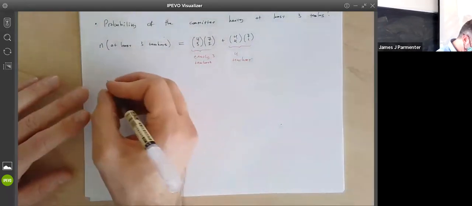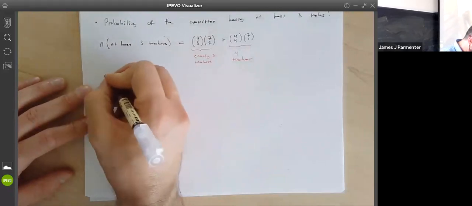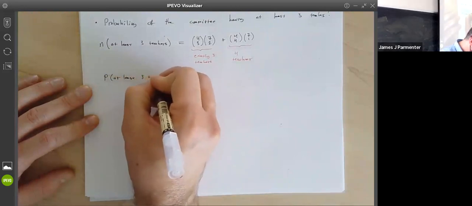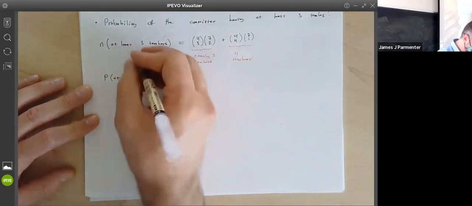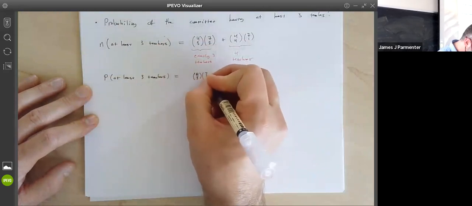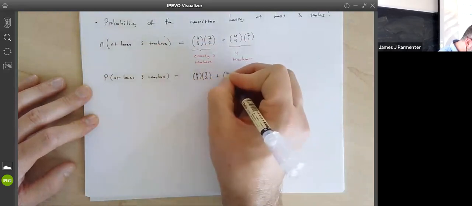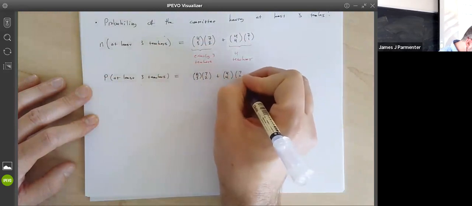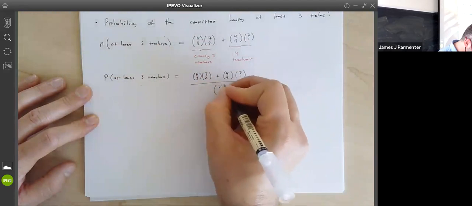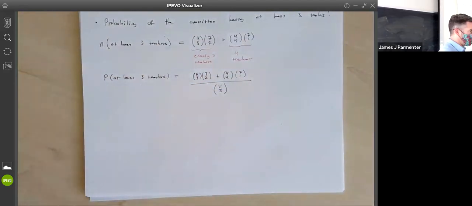So then the probability of at least 3 teachers on the committee would be exactly the number of ways of getting them, 4 choose 3 times 7 choose 2 plus 4 choose 4 times 7 choose 1, divided by our 11 choose 5, the total number of ways you could pick any 5 people out of the 11 people to be on the committee.